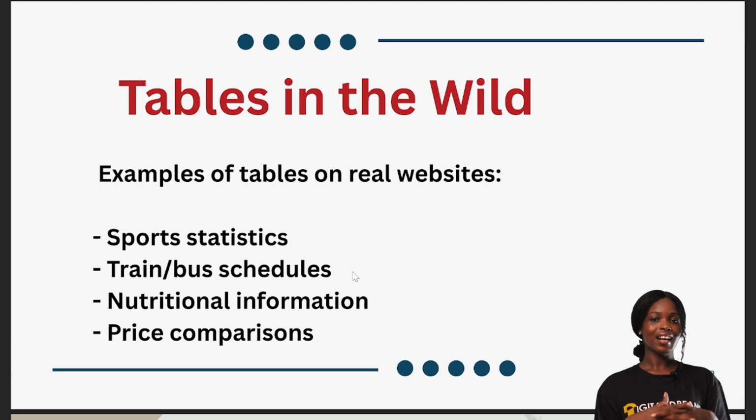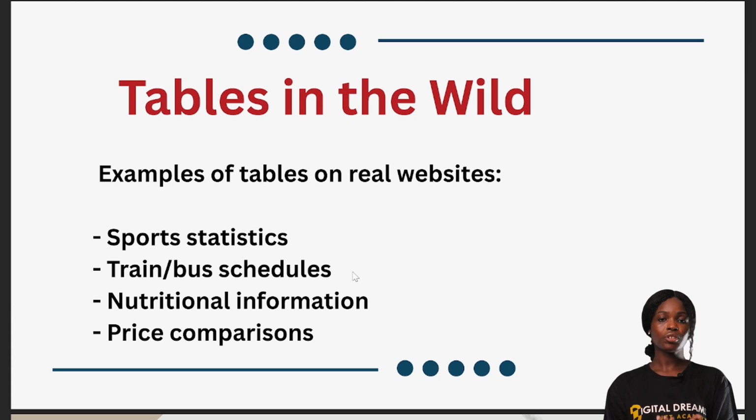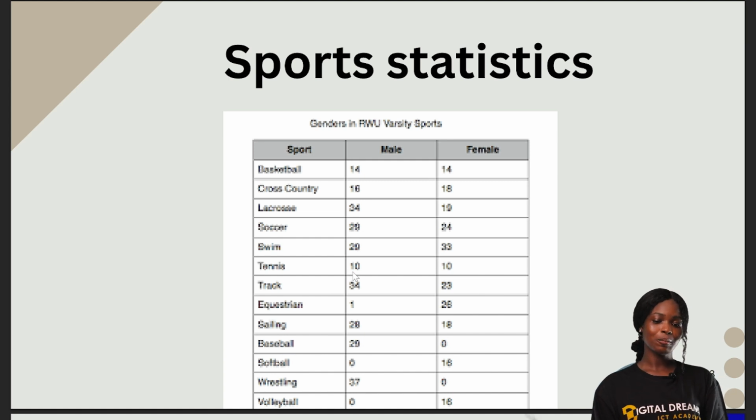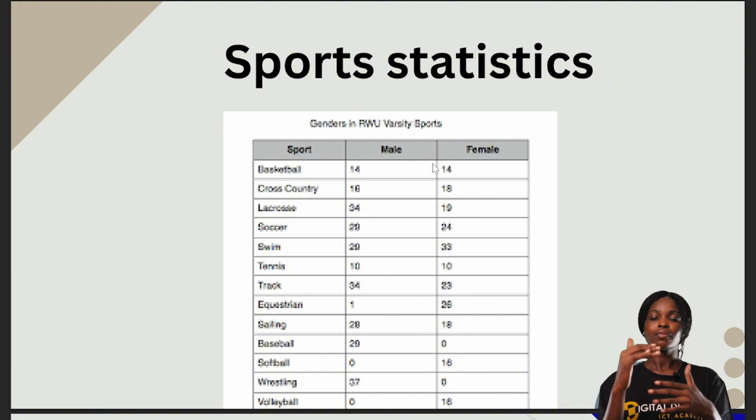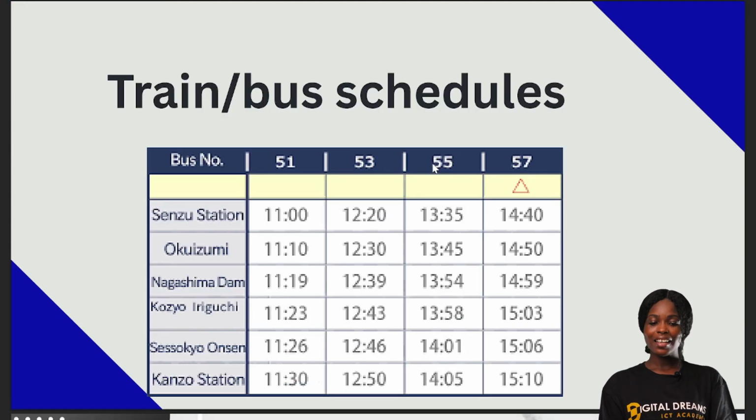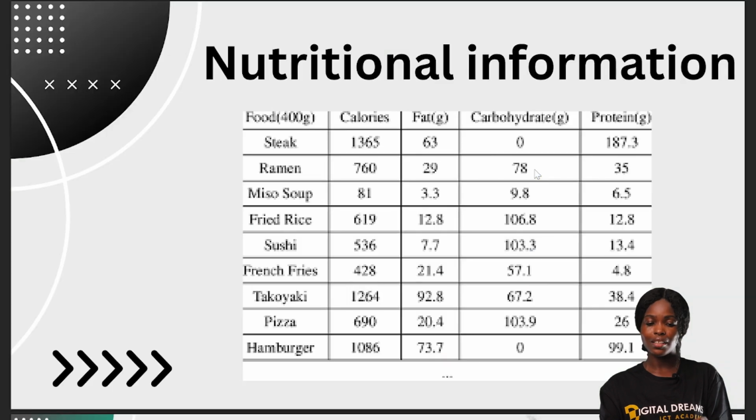Now to show you examples of tables, we have sports statistics, train or bus schedules. These are things you can create using your HTML table. You have the nutritional information, you have the price comparisons. And this is an example of sports statistics. A table like this, drafted for sports. Now this is sports, male, female, basketball, 14. So as you're aligning your table, you're arranging it to make sense. You structure it properly. And you have a train or bus schedule, which is this, bus number 51, 53, 55, 57.